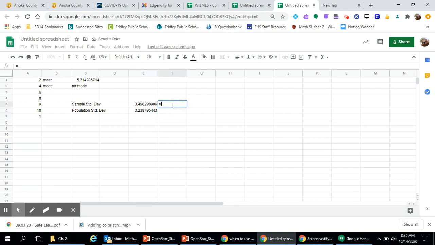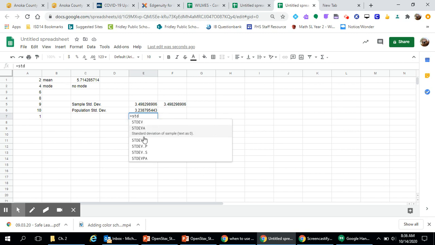And here I'll show you how to get the other one. Sample standard deviation is with the .S. And that is that one right there. So there we go. We can see the other. Oh, there's one for the entire population too. So two different ways to do it. Text as 0, so that's using some text in there. We don't need that one. All right, so that is how we use Google Sheets to calculate our standard deviations.